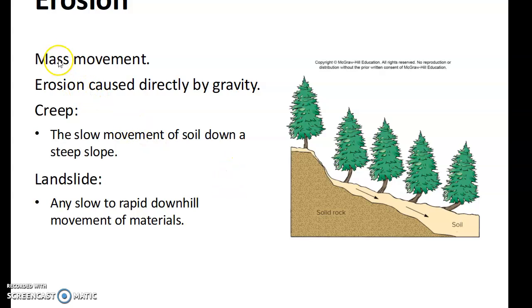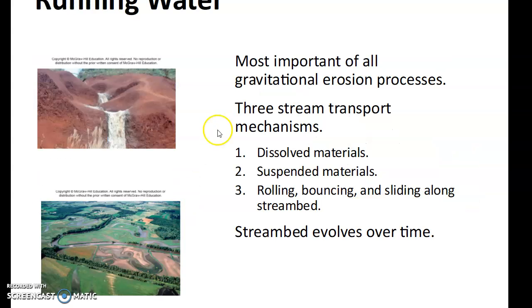Erosion is the mass movement caused by gravity. Creep usually has a very slow effect, and then eventually a landslide is a very rapid one where something breaks off. Whether it's snow or something else, it will cause very dramatic changes downhill. Running water is the most important of all gravitational erosion processes.